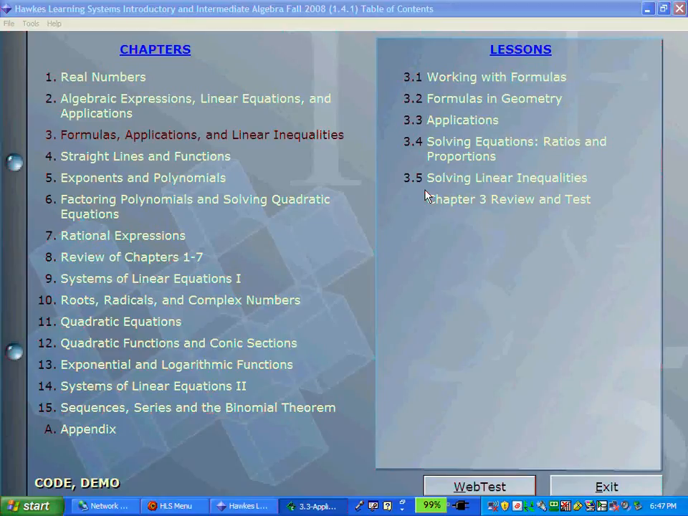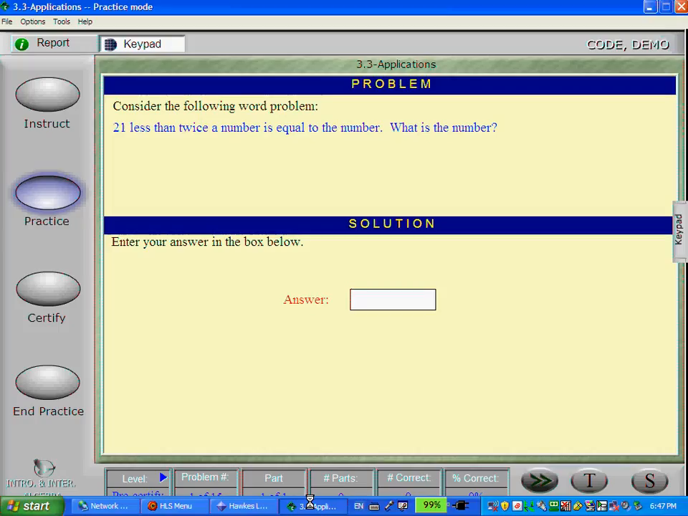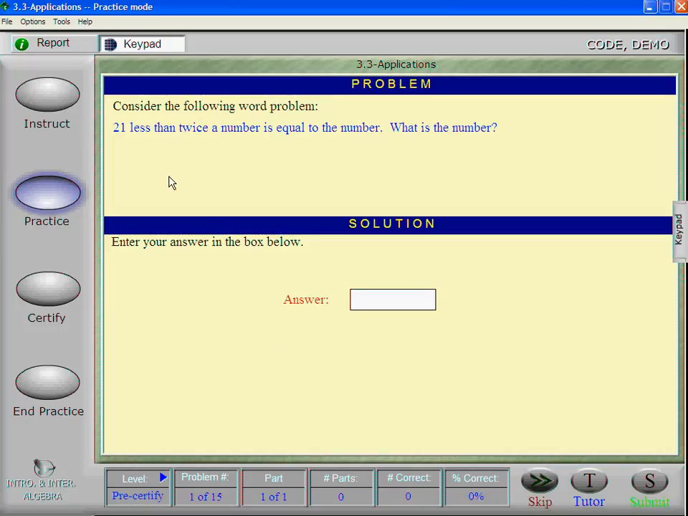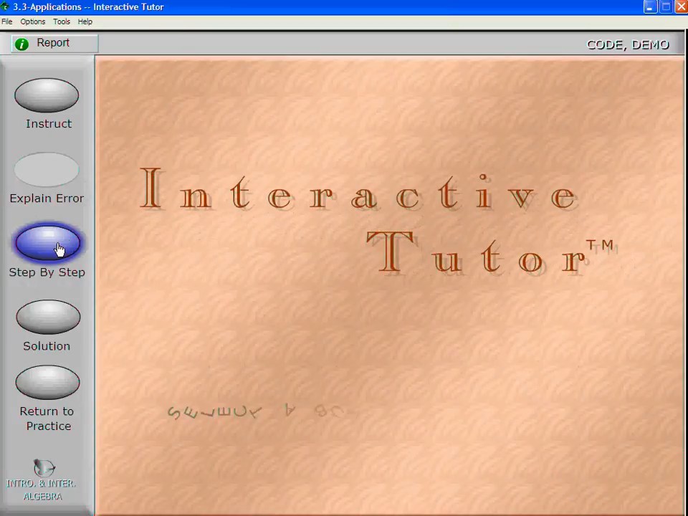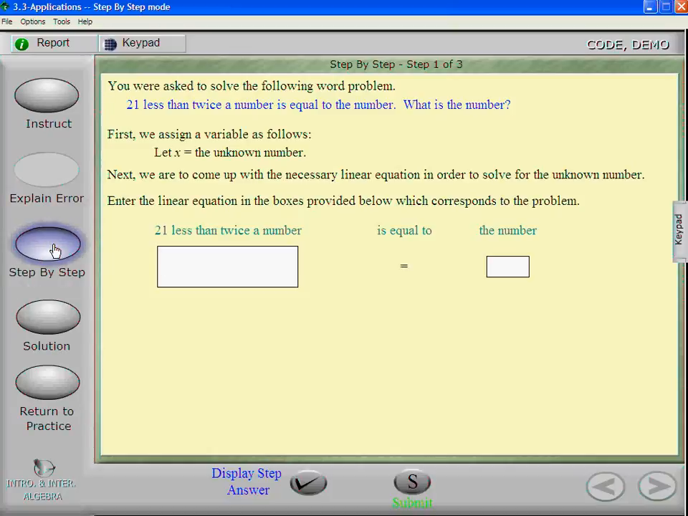Okay, a couple of you have asked some questions about bonus sections, so I want to devote a little bit of time in case you want to check out section 3.3. I may do one on section 3.2 as well, depending upon the demand. But section 3.3, if you're curious about how to do some of these problems, this one says 21 less than twice a number is equal to the number. What is the number? I think if you go through the tutor mode, they should give us some advice here.